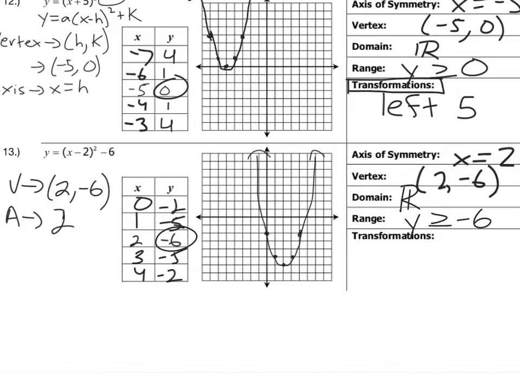Let's talk about transformation. So our h was +2. Remember, h controls a horizontal shift, so that means we are going to the right 2, in relation to our parent function, which is y equals x squared. So we're going to the right 2, but this minus 6 in the k position is also going to make us shift downward 6 spaces. So we're going down 6. That's what you would write under transformations.